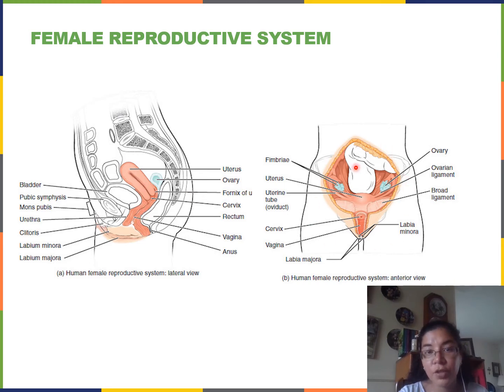On the frontal view, we have the uterus right here in the center. Off to the side, we have the fallopian tubes. In blue, we have the ovaries. Then the uterus here leads to the cervix, and then the vagina, and then the external structures.